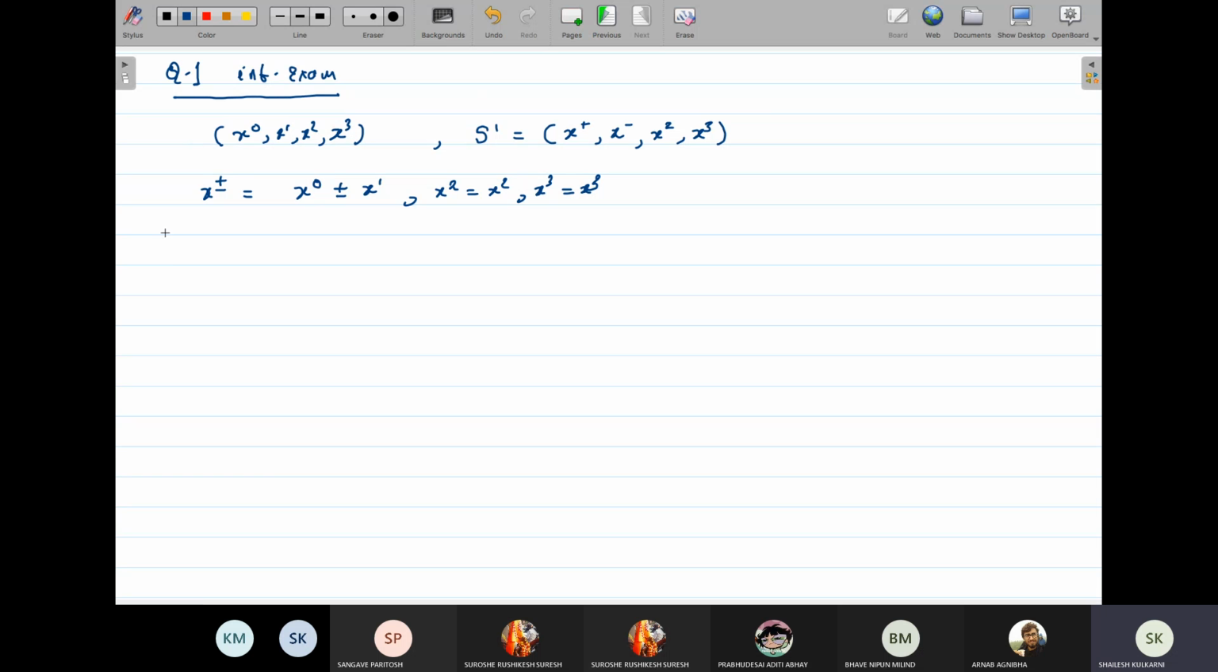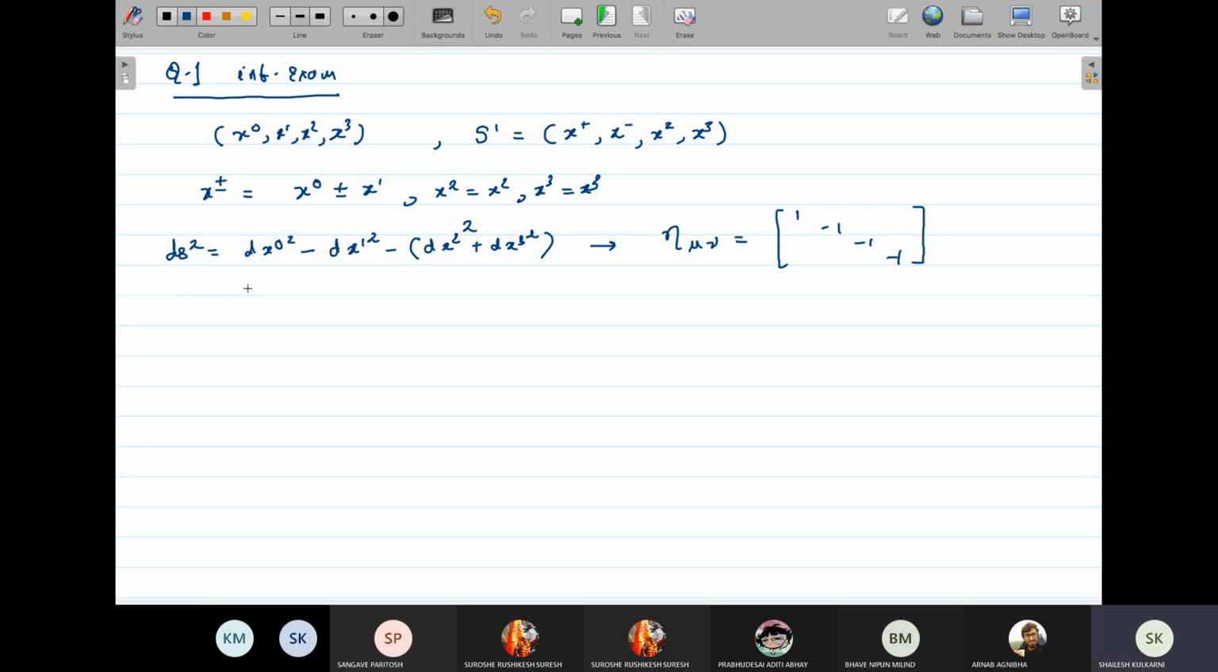Now in this coordinate system, your metric is ds square equal to dx0 square minus dx1 square minus dx2 square minus dx3 square, right? This is your line element. This in the matrix form, you can write as a metric, right? Eta mu nu in the matrix form will be 1, minus 1, minus 1, minus 1.